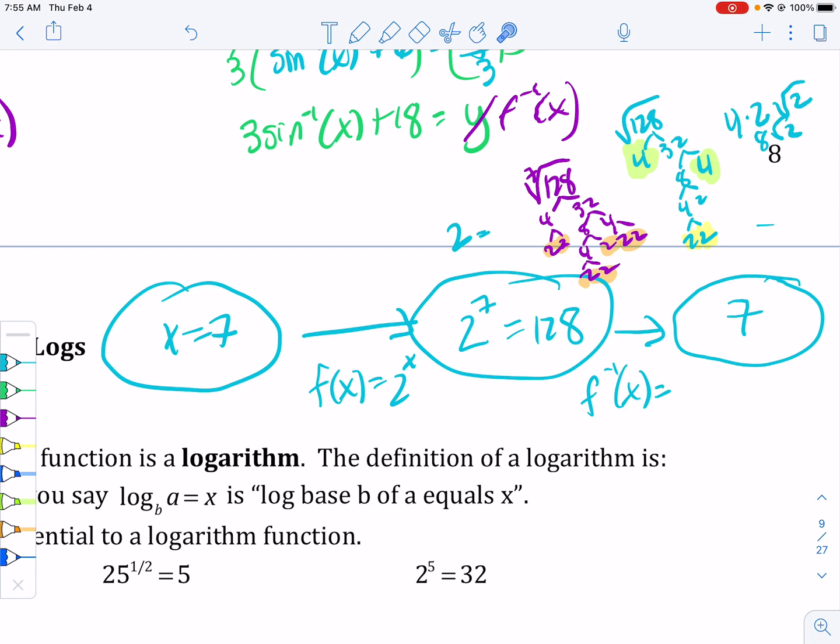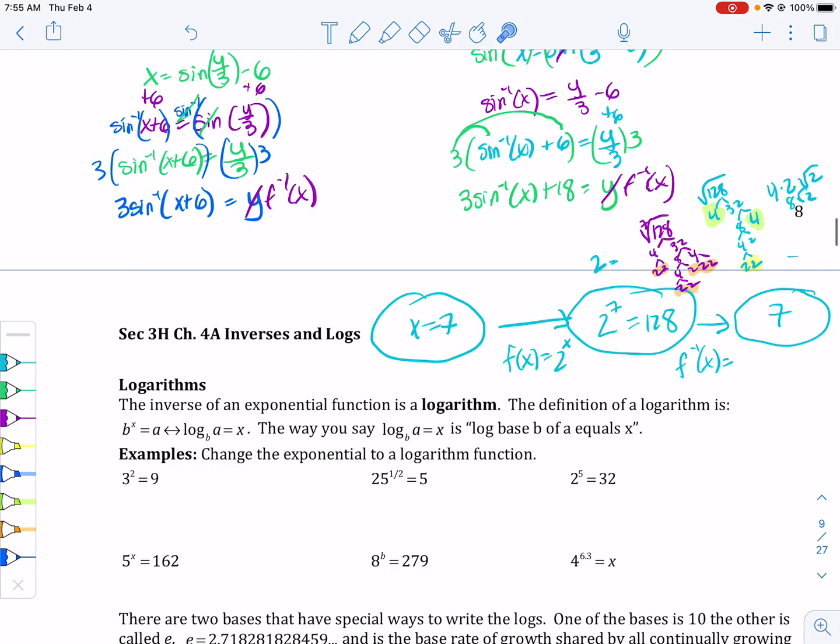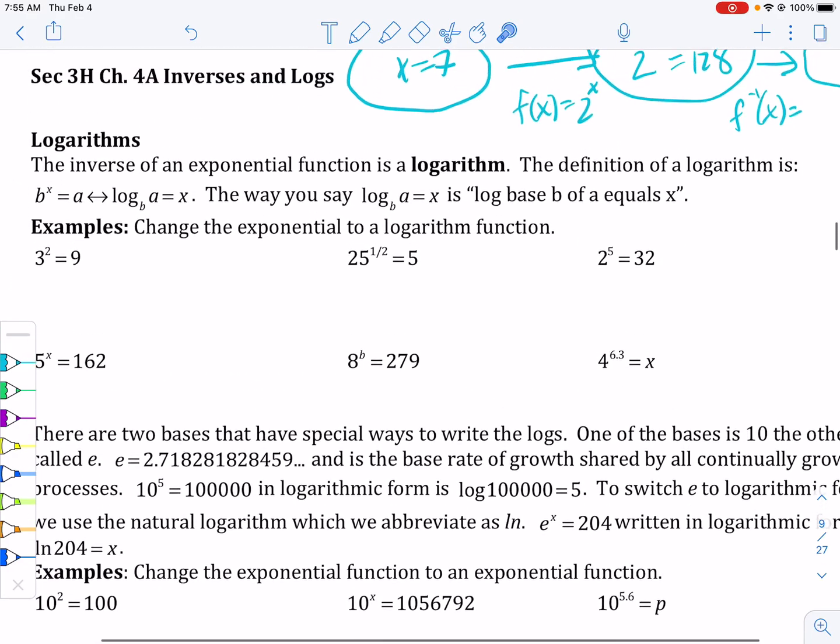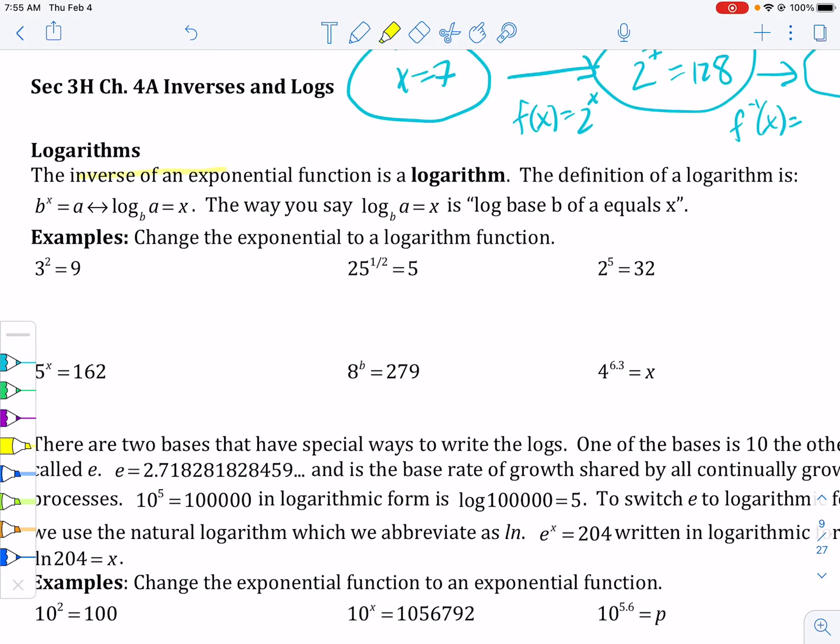I just wanted you to think about it and grapple with how we would undo this situation. So what we're going to talk about today is how we undo this kind of function. This kind of function is called an exponential function, or it's also our geometric sequences. Okay? So the inverse of that is what we call a logarithm. So the inverse of an exponential function is called a logarithm. And then we frequently just refer to it as log or logs.